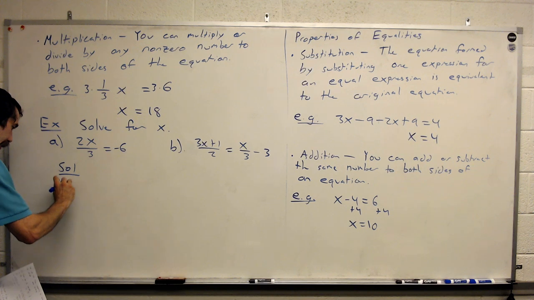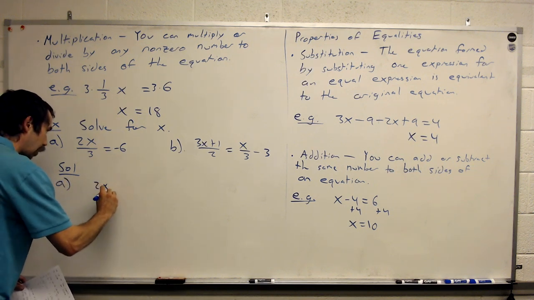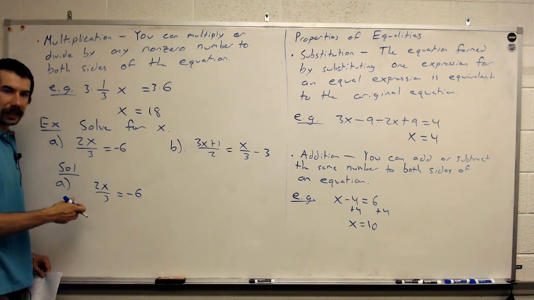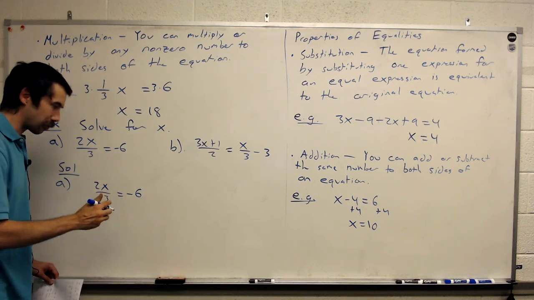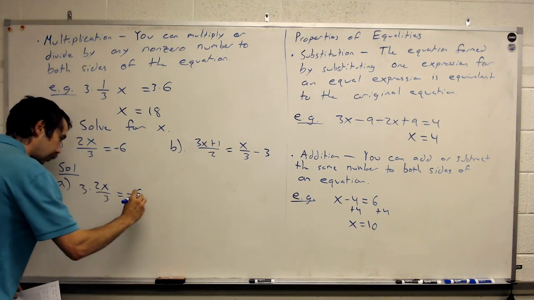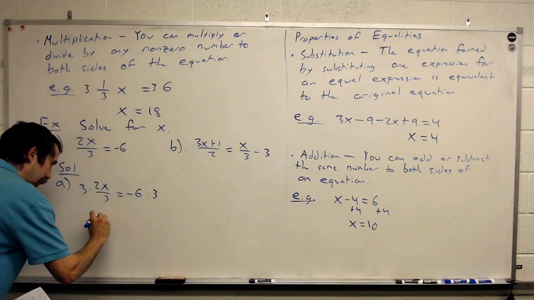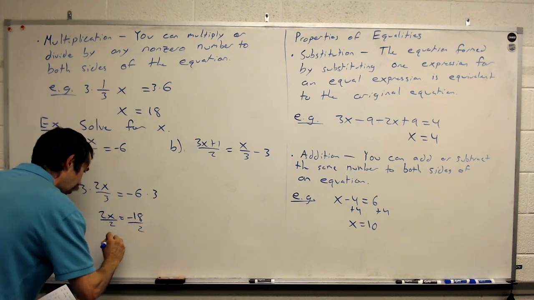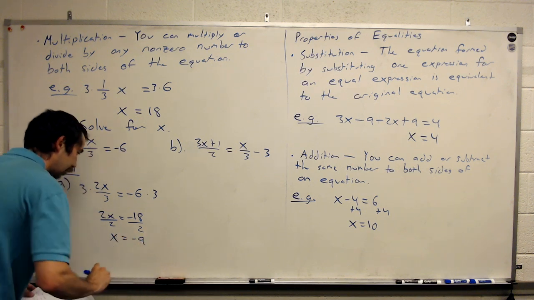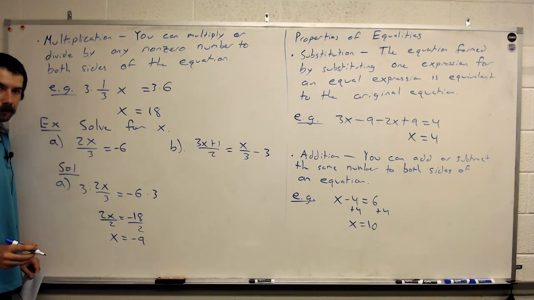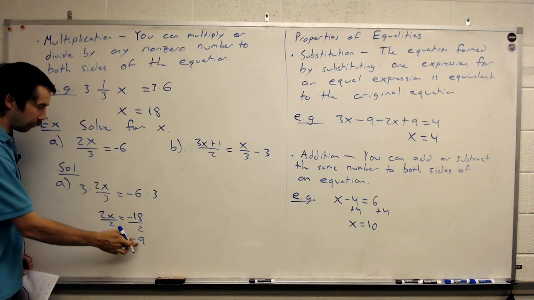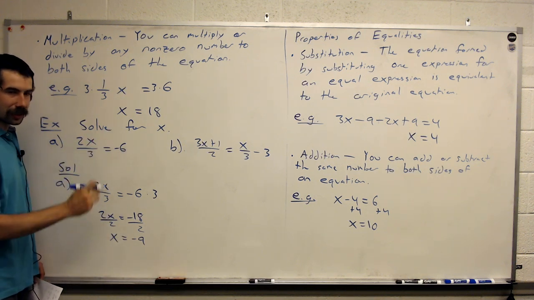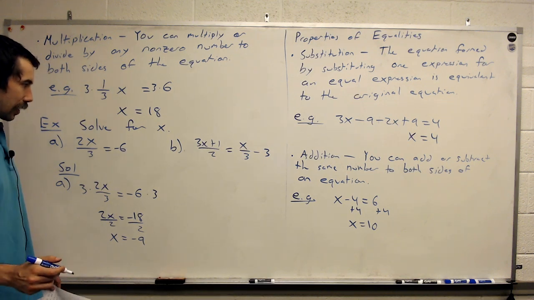All right, let's start with A. So we have 2x over 3 equals minus 6. I'm going to multiply both sides by 3 to get rid of the denominators, because those are kind of a pain to work with. And we have 2x equals negative 18. And now I'm going to divide both sides by 2, and we get x equals negative 9. Okay, and you could check if you sub in negative 9 for x, 2 times negative 9 divided by 3 is negative 6. So that is correct.